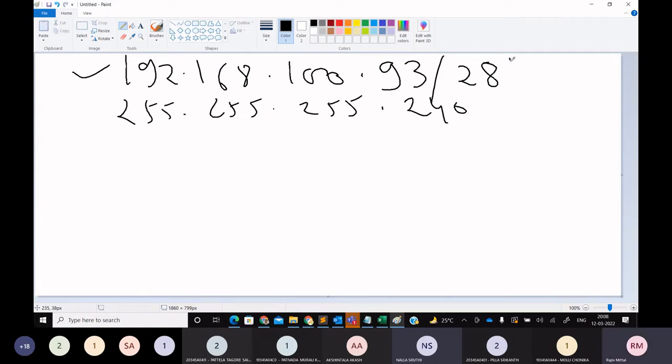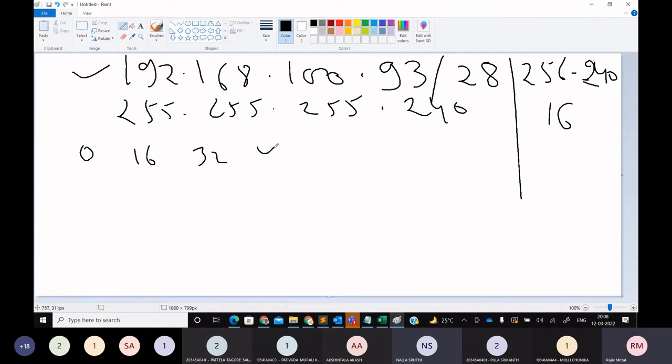So what is the first step? You subtract 240 from 256. It becomes 16. And then you write multiples of 16: 0, 16, 32, 48, and so on, right?